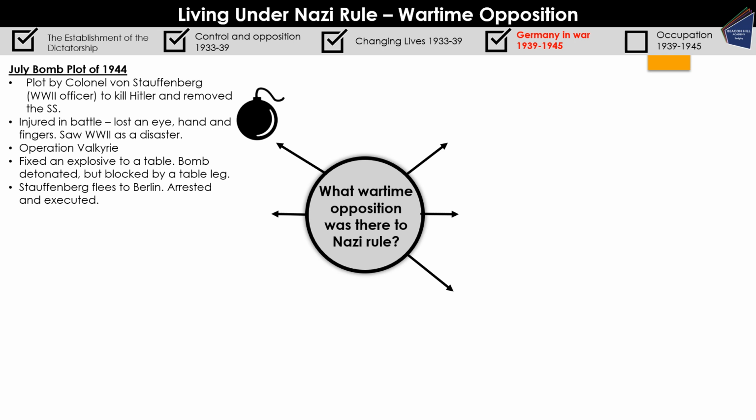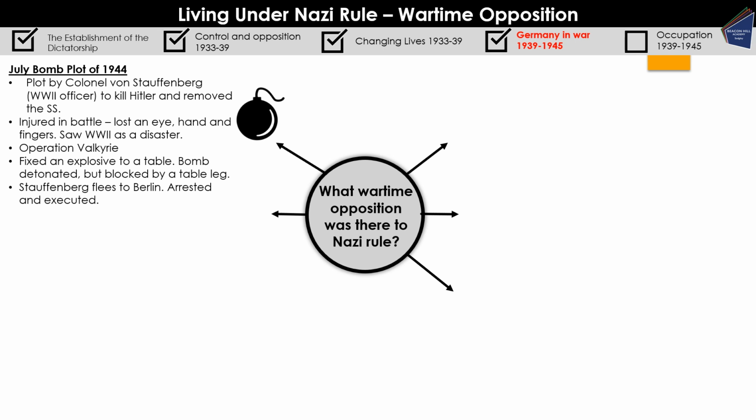So on the 20th of July 1944, Stauffenberg takes a huge risk by fixing an explosive to a table at a meeting that Hitler is present at. The bomb does detonate, but it was blocked by the table leg, and so Adolf Hitler survives. He uses this, Adolf Hitler does, really to state that, you know, God has saved him, that he's here to rescue Germany, etc. So he tries to put a spin on this, but is evidently hugely shaken by this attempt on his life. And as a result of that, Stauffenberg is executed following his attempted escape to Berlin and his arrest. So the Stauffenberg plot is a complete failure.